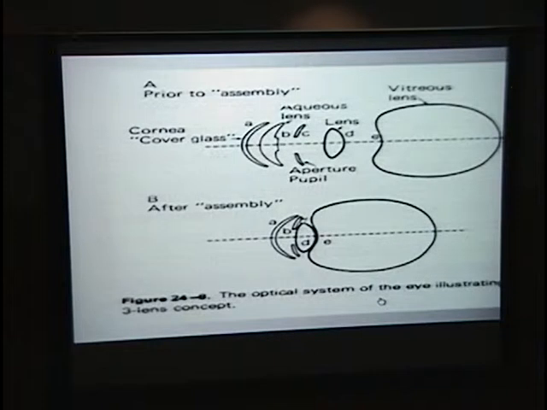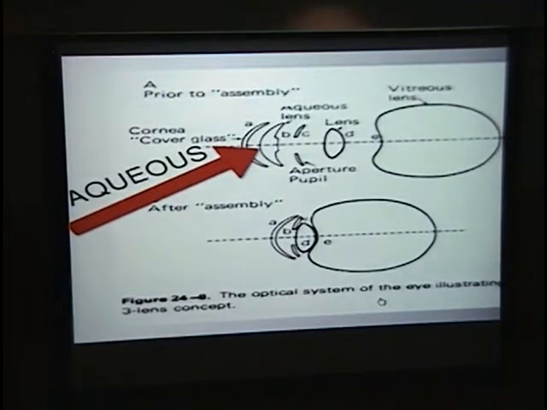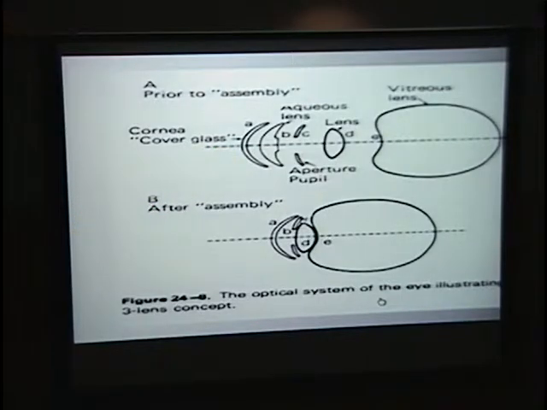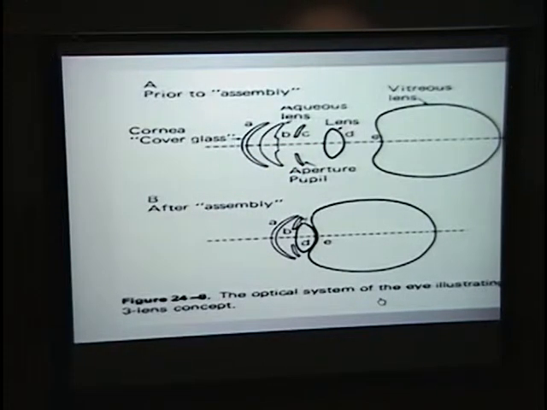Let's look at a diagram of the three-lens eye. The first lens has just been described as the aqueous humor lens. All three of these lenses have a front surface and a back surface and a refractive index. The second lens, everyone will agree, is one of the lenses of the eye. That is what Dr. White calls the lens lens. It is sometimes called the crystalline lens also.